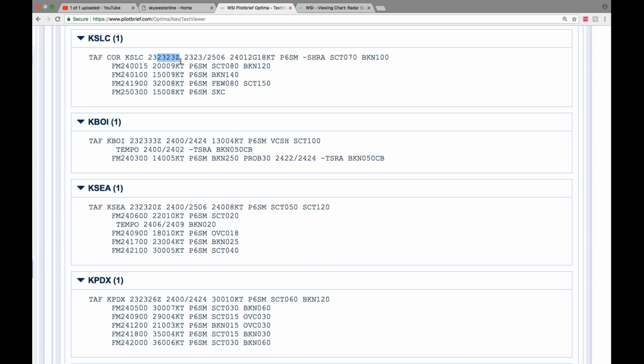I'm sorry, I made a mistake there. Not 18, 20Z, not 18. Can you repeat all of that one more time? No, that is 18 Zulu, sorry. So TAFs are issued 4 times a day, or you could say TAFs are issued every 6 hours. So write that down.